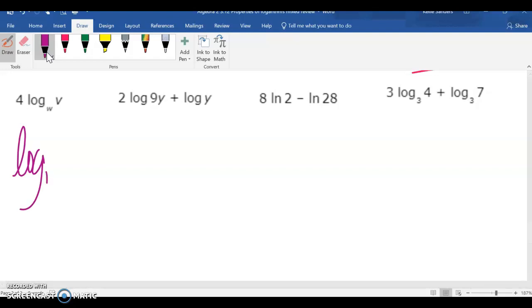Bring the 4 up to the v. Ooh, we got some stuff going on here. Okay. Let's see. Since 9y is the whole argument, we're going to move the 2 there. And because of the plus sign, we're going to multiply by y.